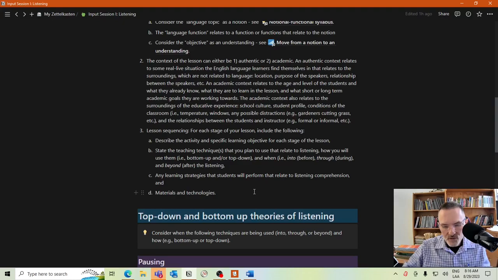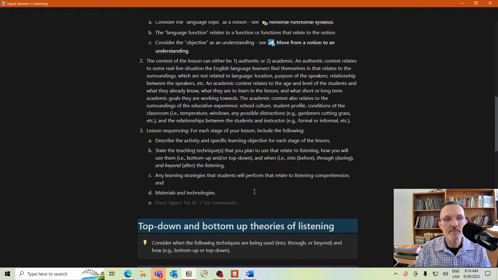I would also indicate the time allotment. How much time do you plan to include in each of your stages? And interactional patterns. That is, are students going to work individually, in pairs, small groups, or a whole group?